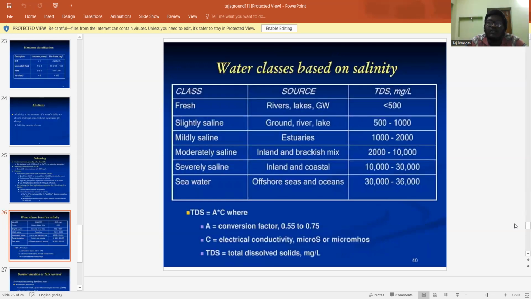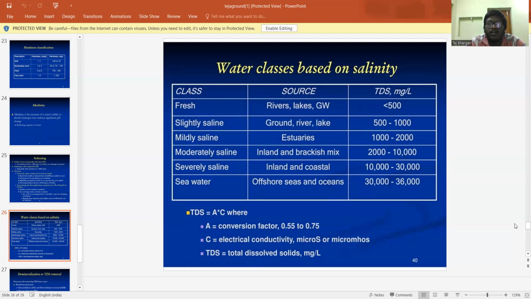Next, water classes based on salinity, with water class, source, and TDS in mg per liter. Fresh, from rivers and groundwater: less than 500. Slightly saline, like groundwater, river and lake: 500 to 1000. Mildly saline, estuaries: 1000 to 2000. Moderately saline, inland and brackish mix: 2000 to 10,000. Severely saline, inland and coastal: 10,000 to 30,000. Seawater, offshore seas and oceans: 30,000 to 36,000.